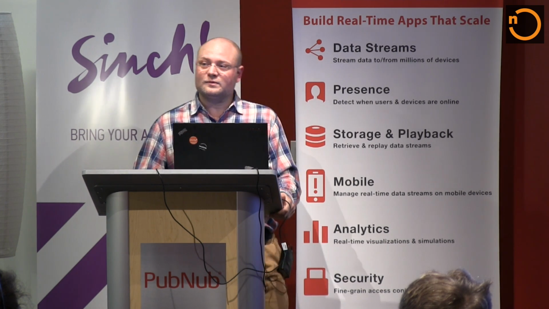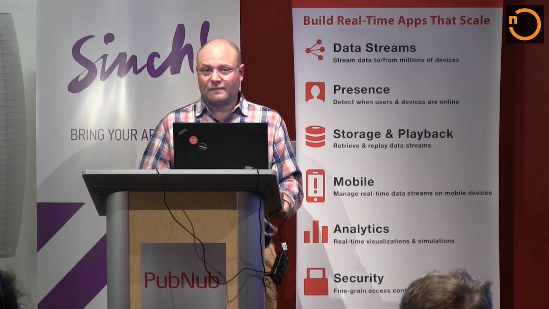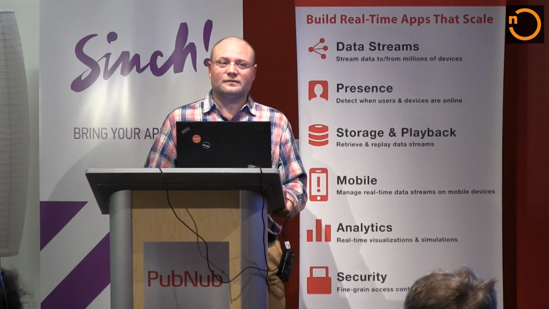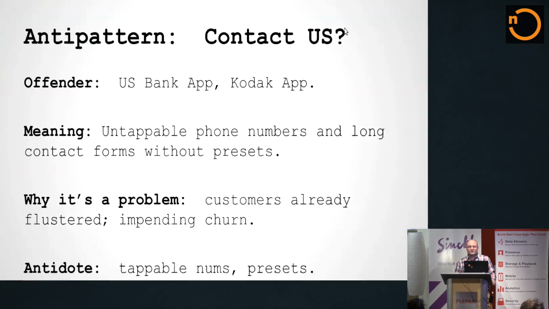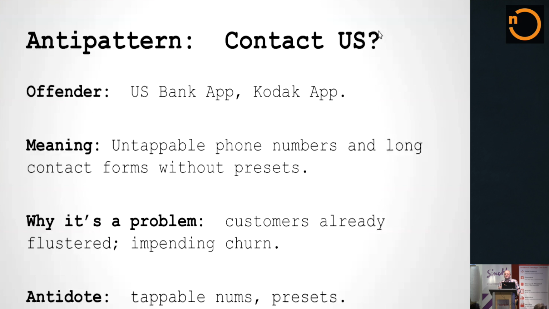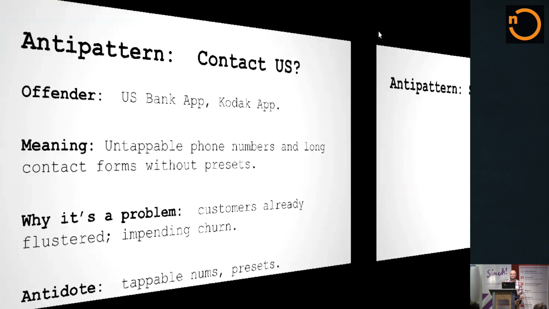And actually, when a customer is using your app and they're using the help app, do you realize that they're actually helping you, the developer? Because they're giving you feedback. They're saying, I'm running into a problem here. So what you're actually making the customer do is work even harder to give you feedback. I mean, how fair is that? I would say not very. So if your customers are already flustered, there's a good chance they're going to say to heck with it. The obvious antidote to that is to have a tappable number and some kind of presets.